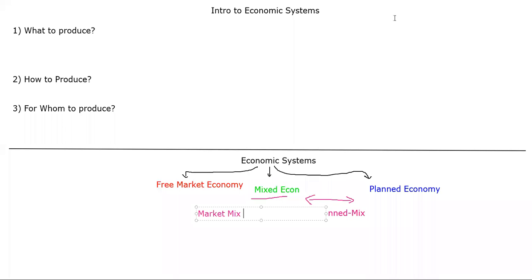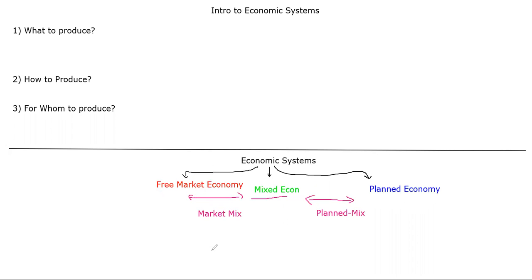The idea again here is that it is a mixed economy. That means it has some amount of the characteristics of a planned economy. That is the definition of a mixed economy. However, it is more towards a free market economy. So hence we'd call it a market mix. And we'll be looking at these economic systems.